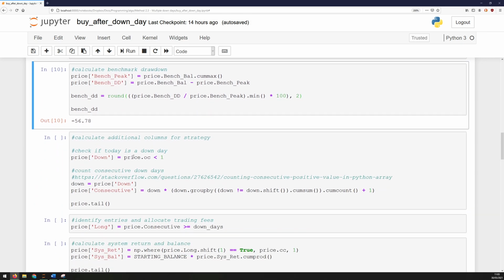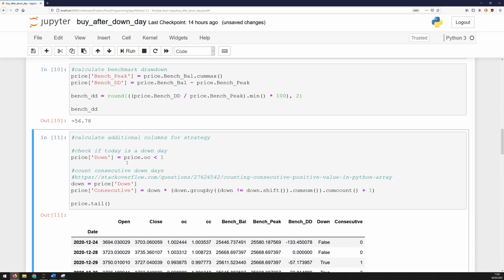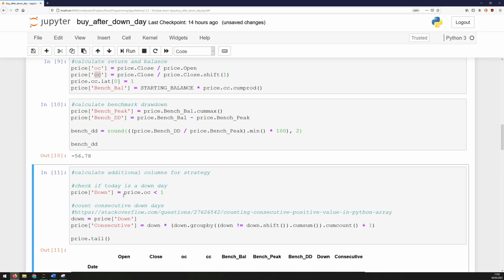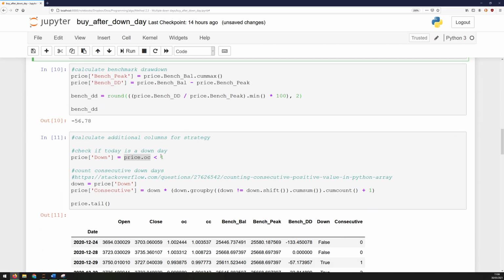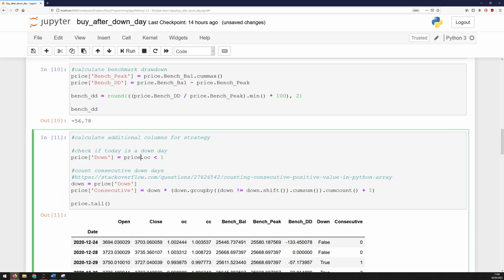But now I can start looking at some of the information for the strategy. So first of all, how do I define a down day? Well, a down day I've defined as essentially when the price closes below its open. So that's why I calculated this OC initially, my open to close change. So if that's less than one, then that means that the close is less than the open, therefore the price has moved down. Now the next bit here was a little bit trickier.